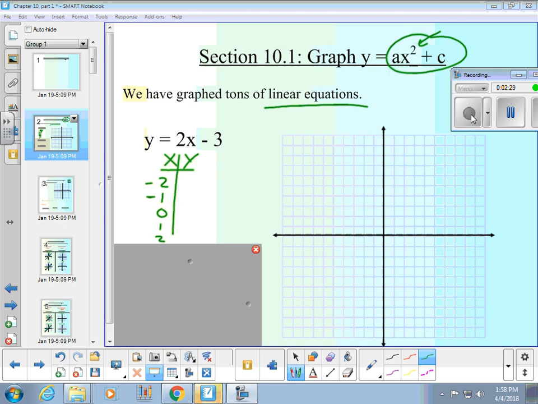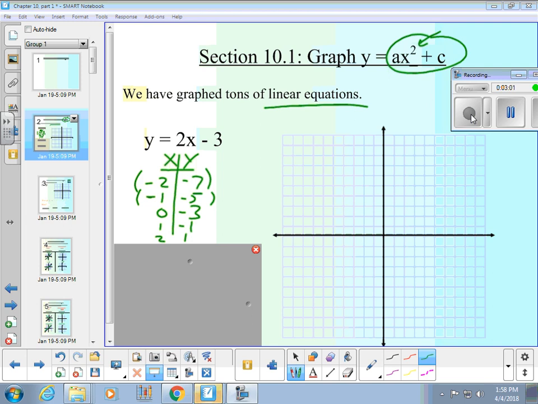-2 times 2 gives me -4, and then -3 would give me -7. Substituting -1, -1 times 2 gives me -2, -3 gives me -5. If I put in 0, kind of a nice one, 0 times anything gives me 0, -3 gives me -3. 1 times 2 gives me 2, -3 gives me -1. And 2 times 2 is 4, -3 gives me +1. And then these are all ordered pairs I plot on the graph and show me what the graph of my line looks like for this linear.